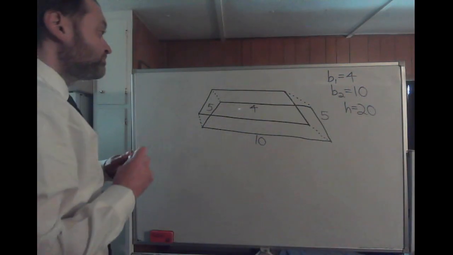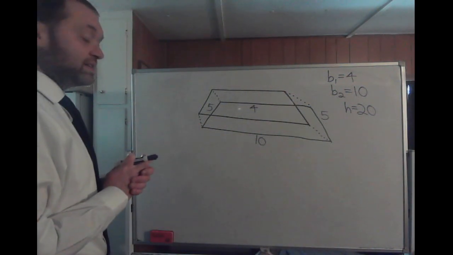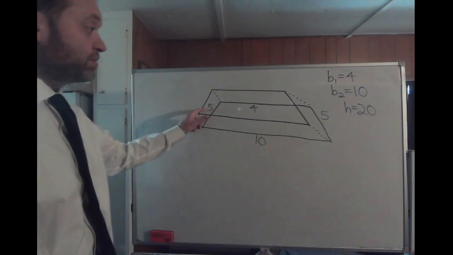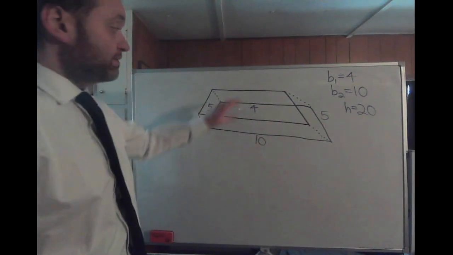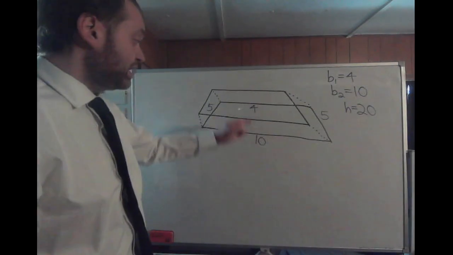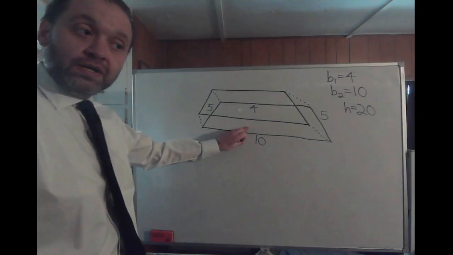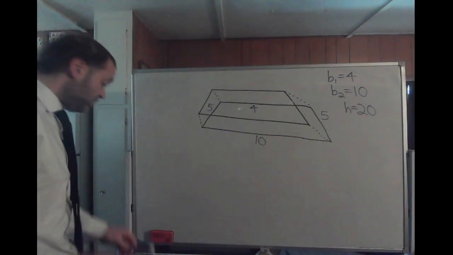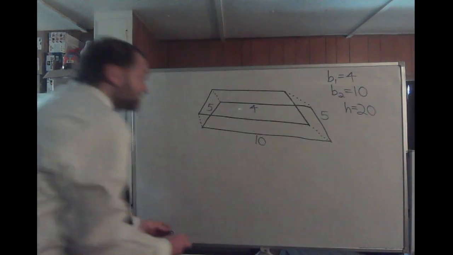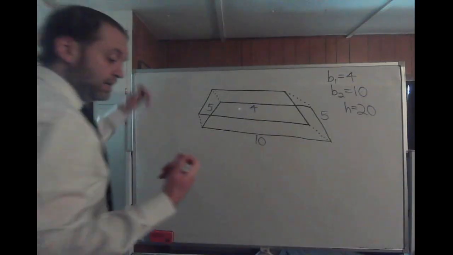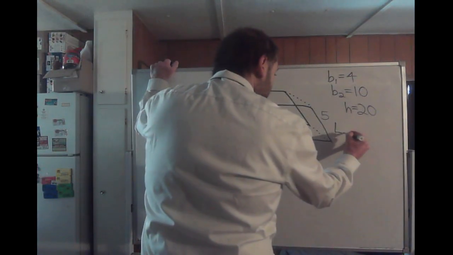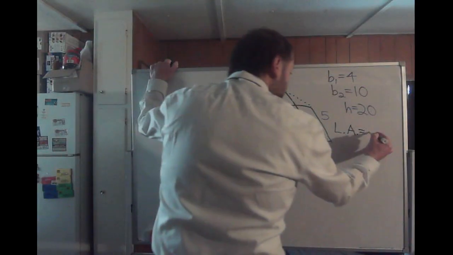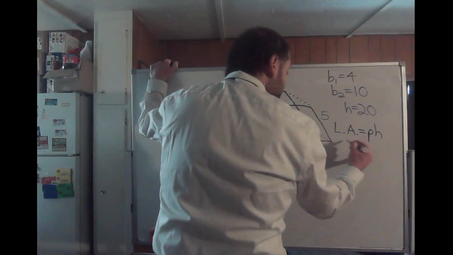Alright. So we have an isosceles trapezoid for the base, or bases, of the prism, where both legs are 5. The length of the top base is 4, the length of the bottom base is 10. What we need to do now, of course, is start with finding the lateral area of the prism. The lateral area formula overall hasn't changed. It's the perimeter of the base times the height of the prism.